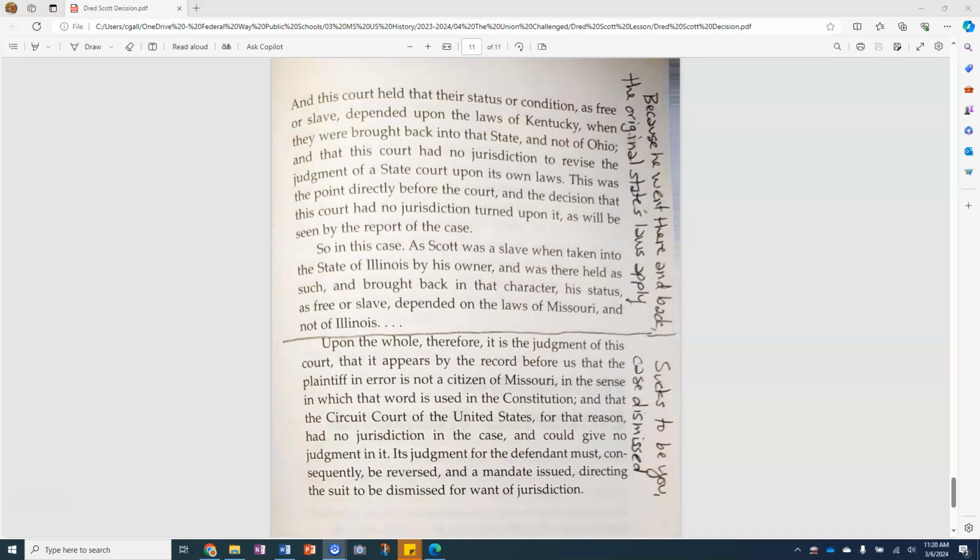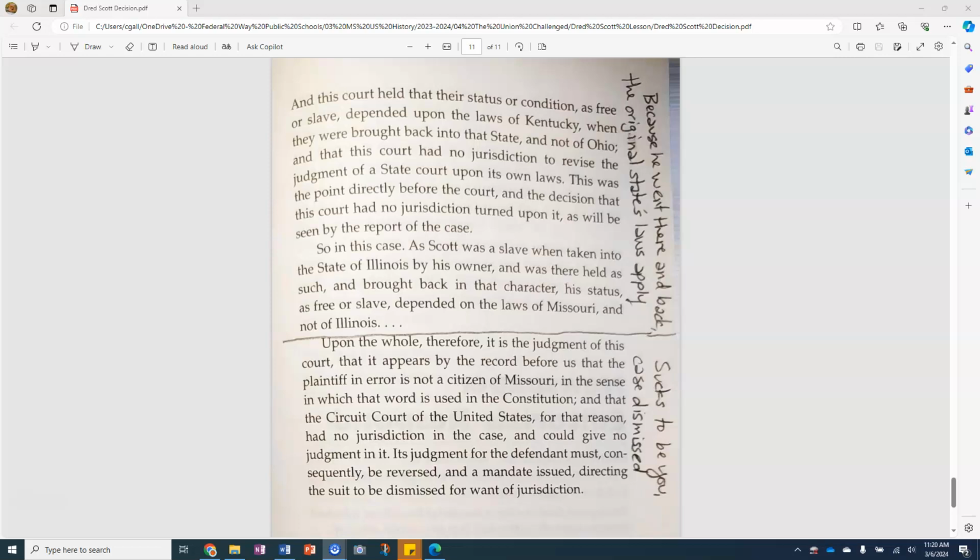So in this case, as Scott was a slave when taken into the state of Illinois by his owner, and was there held as such, and brought back in that character, his status free or slave depended on the laws of Missouri and not of Illinois.